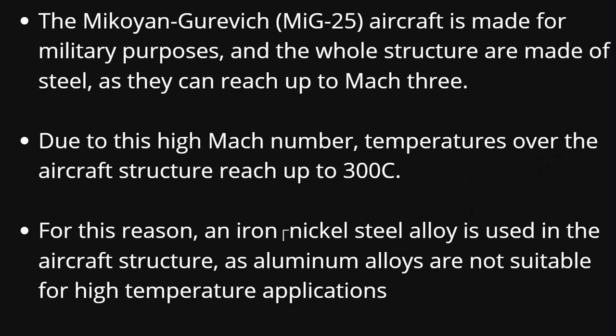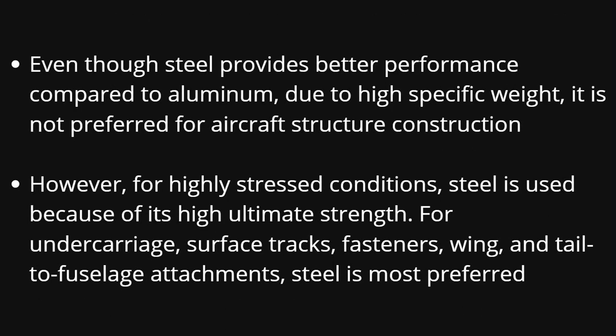Aluminum alloys are not suitable for high temperature application, so we use aluminum alloys only in normal aircraft, like commercial jets. In fighter jets, we mostly use steel alloys. Even though steel provides better performance compared to aluminum, steel has more density, so it has more strength compared to aluminum, but it has a high specific weight. It is not preferred for aircraft structure construction.